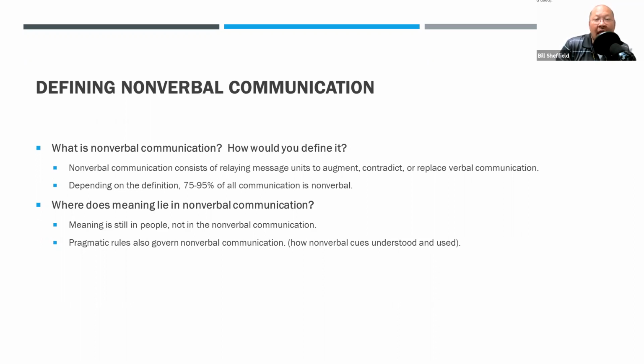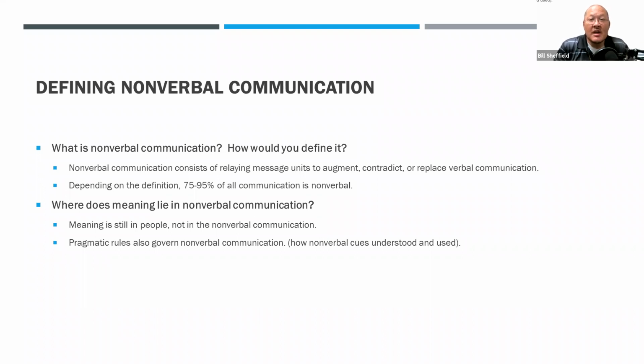Well, if you look at the variety of definitions, this one comes from the textbook, but a lot of them are fairly consistent with this definition that's offered in the book. The definition in the book tends to be a little more functional in nature. In other words, it tells you about the functions of nonverbal communication. And that definition is that nonverbal communication consists of relaying message units to augment, contradict, or replace verbal communication.